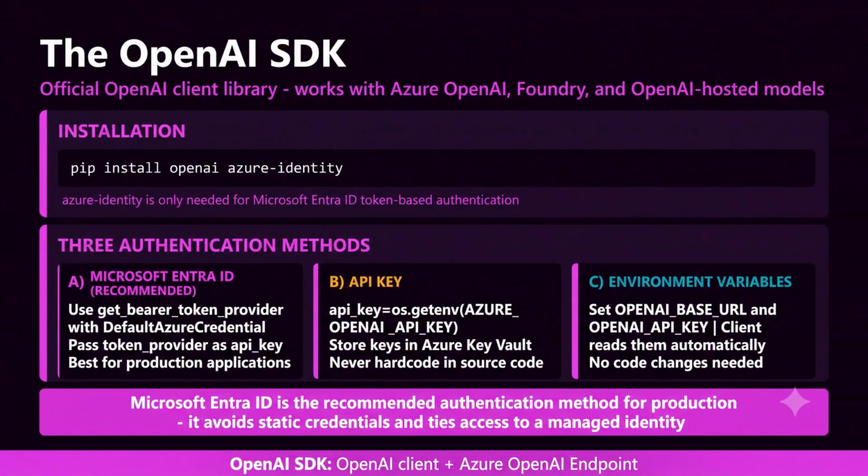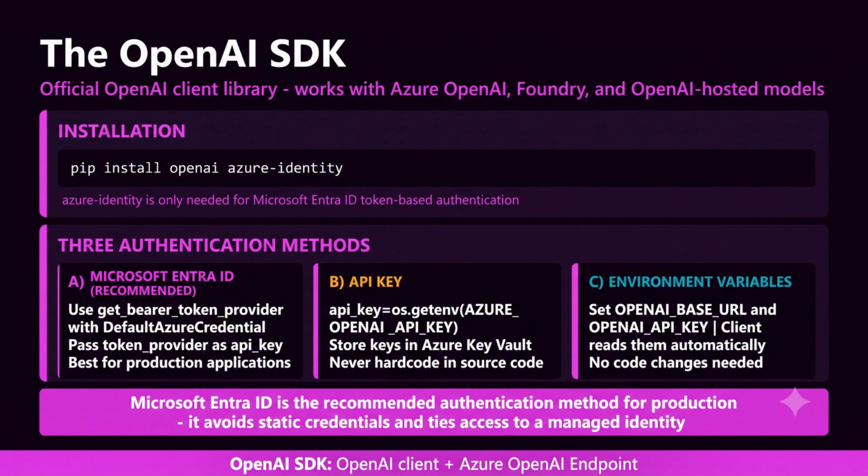Now for the OpenAI SDK. Installation is pip install openai and optionally azure-identity if you are using Microsoft Entra ID authentication. The SDK is the official OpenAI client library, and it works with OpenAI hosted models, Azure OpenAI deployments, and Foundry models using exactly the same patterns, which is one of its biggest strengths.